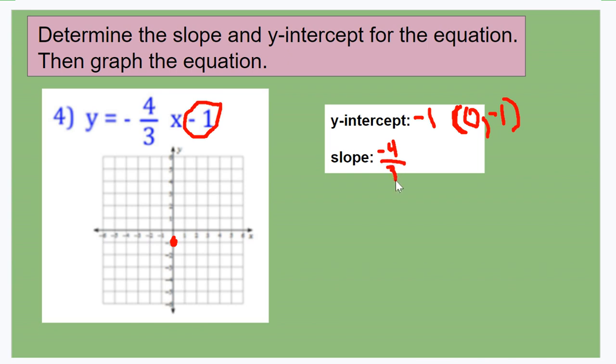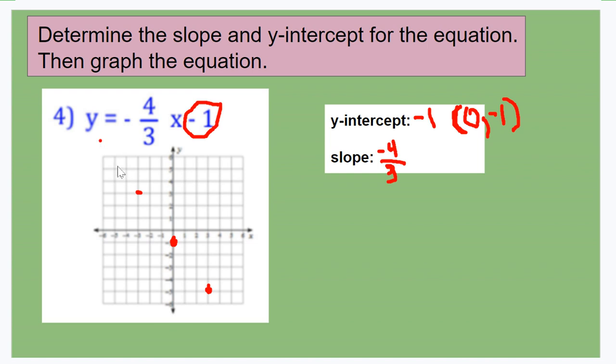Which means our rise is negative 4. So which direction? Down, since it's negative, and then right 3. So we're going to go down 4: 1, 2, 3, 4, and right 3: 1, 2, 3. Draw your point. Now, if we go down 4 again, we're off the graph. So let's reverse it by going up 4 and left 3. Count again, up 4, left 3. And then again, up 4, which is off the graph, and left 3.